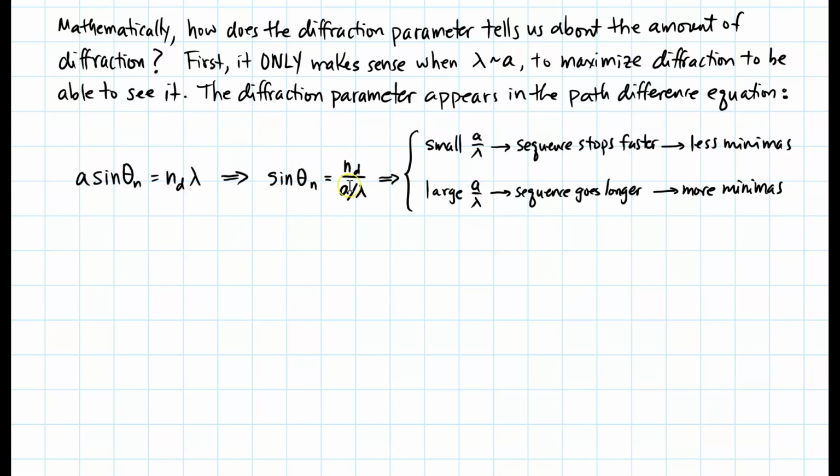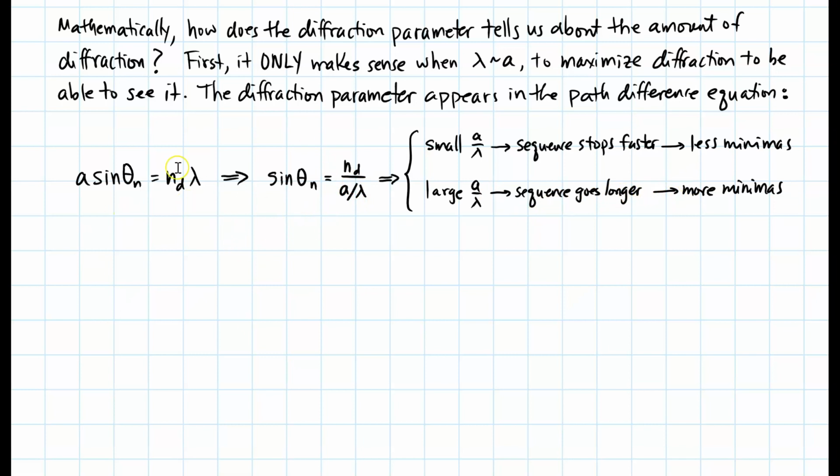So when I look at this term here, remember this is a sequence in values of n. So if I have a small diffraction parameter, then that means that this number is going to be larger, so the sequence stops faster. That means sine of theta being greater than 1 gets there faster, therefore there are fewer minima. If I have a large diffraction parameter, the sequence goes on longer because now it's a smaller number on the right, so therefore I get more minima.